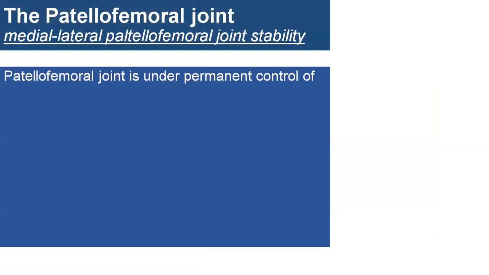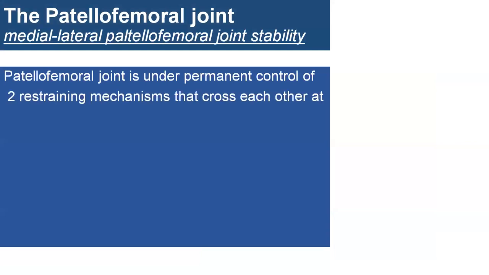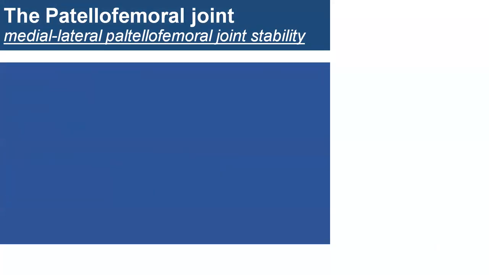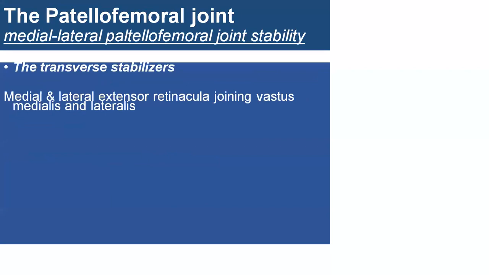So the patellofemoral joint is under permanent control of two restraining mechanisms that cross each other at right angles: a transverse group of stabilizers and a longitudinal group of stabilizers. The transverse group includes the medial and lateral extensor retinacula joining the vastus medialis and lateralis.